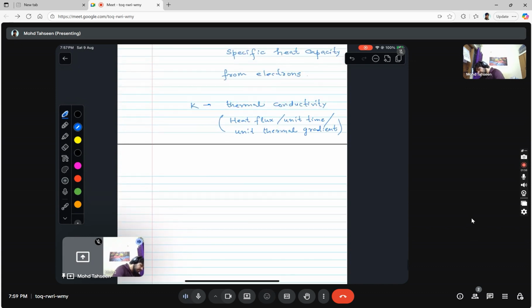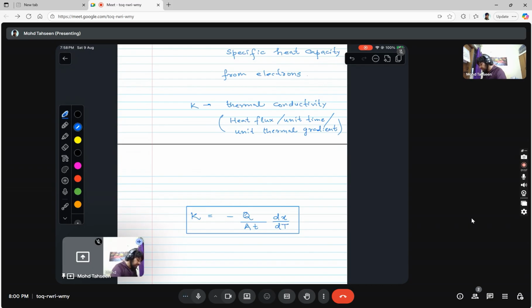Okay, which means that K should have an expression like minus times. So heat flux means Q upon A, per unit time, and then per unit thermal gradient. So we can write here dx by dt for a one-dimensional model. The negative sign is consistent with the second law of thermodynamics, which gives the direction of spontaneous heat transfer.